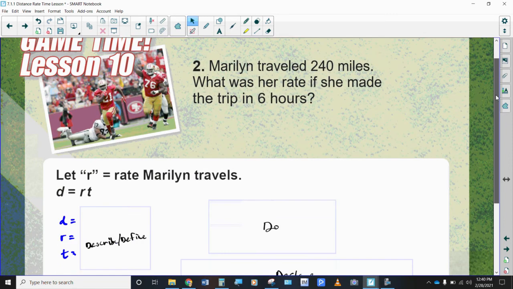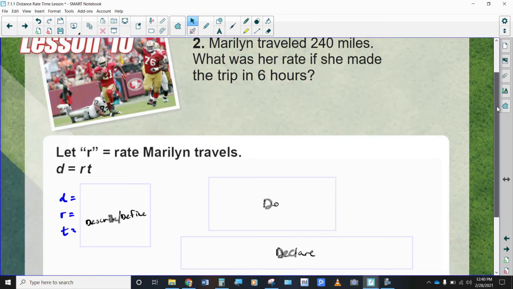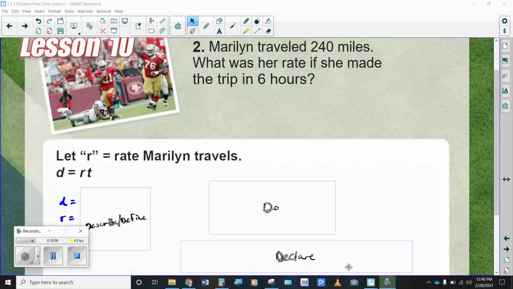Problem number 2, go ahead and pause. And then unpause when you're ready for the reveal.